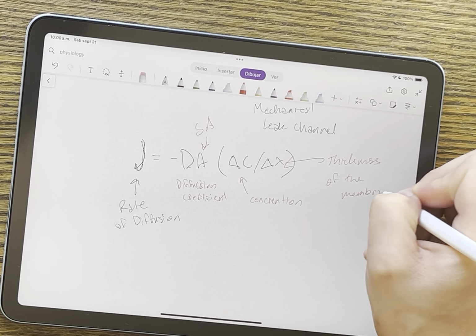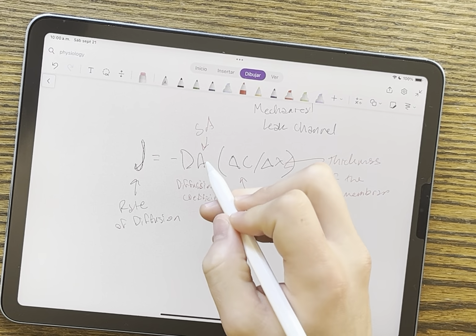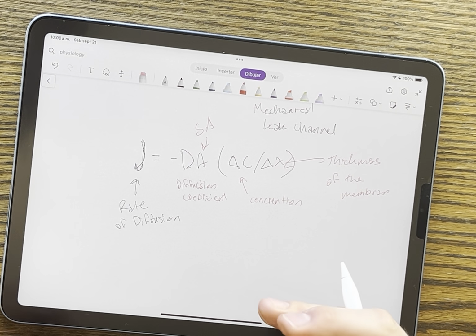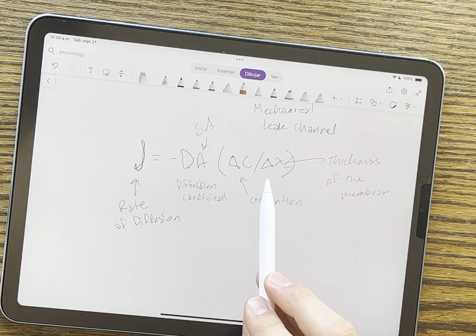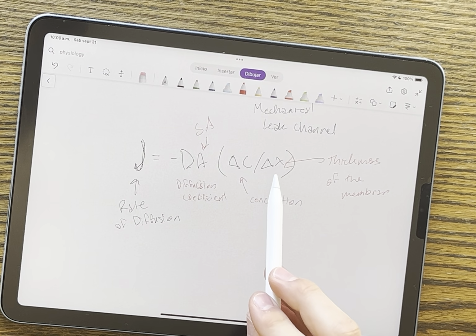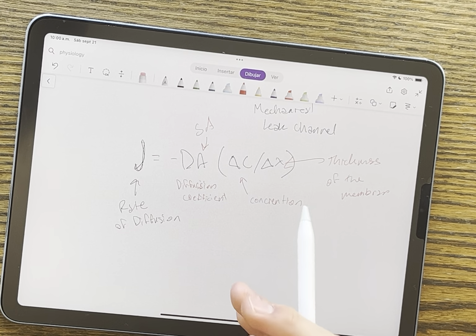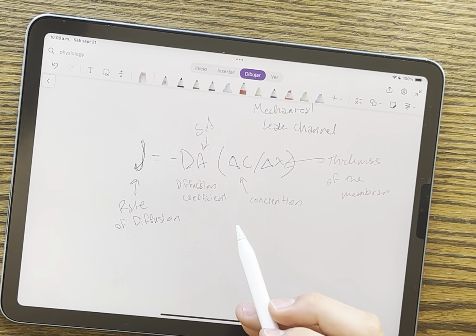I made a mistake earlier. In terms of surface area, if the surface area is larger, there's more room for things to move through, so it's going to move faster. If the surface area is smaller, it's going to move through slower. And then in terms of thickness, the thickness is how thick the membrane is. The thicker the membrane, the slower it moves.